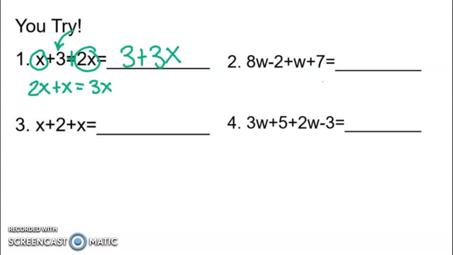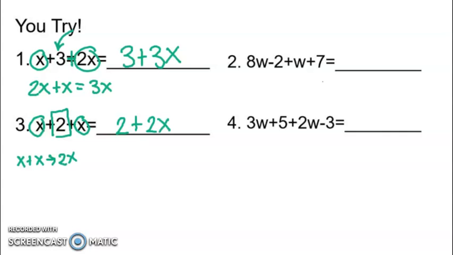Likewise, in the expression underneath, I have two x's that are alike, and I can add x plus x to get 2x. There's nothing I can add to my constant term, so I'm just going to leave that alone and rewrite my expression as 2 plus 2x.